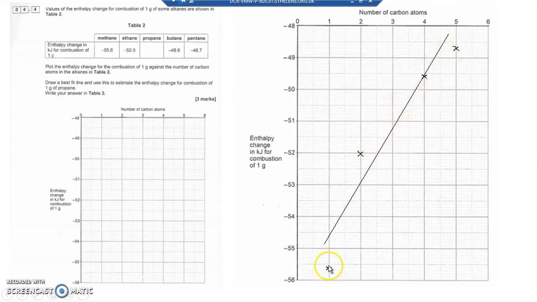It's got to be a line of best fit, but a line of best fit could be a curve, and I think a curve fits that better. As long as it's a smooth shape, either a straight line or a curve, that can be a line of best fit. Then when you read from the graph: methane, ethane, propane, butane, pentane. 1 carbon, 2 carbons, 3 carbons in propane, 4 in butane, 5 in pentane. So we've got 3 carbons here. We go down until the line and we read it off here, and I think it's minus 51.4, something of that nature.